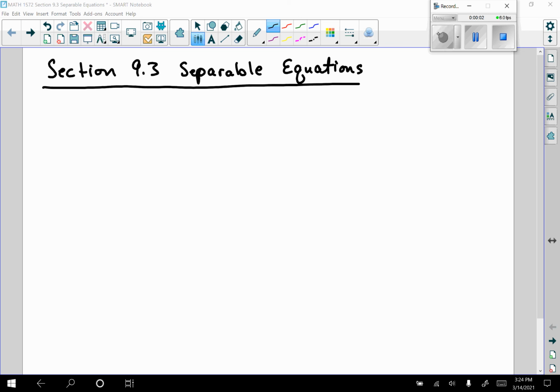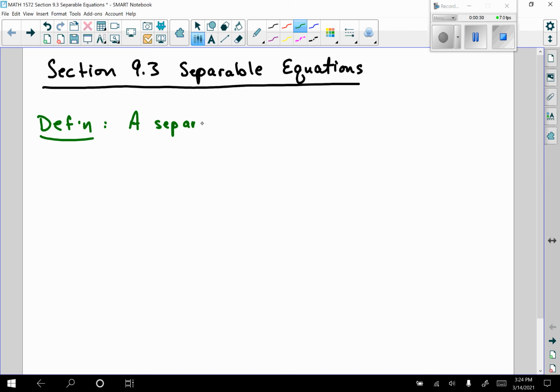Section 9.3, we're going to take a look at something that's called separable equations, or separation of variables. The equations we looked at back when we were dealing with exponential growth and decay, we came up with that formula for exponential growth using separation of variables, or separable equations. Let's take a look at a definition.